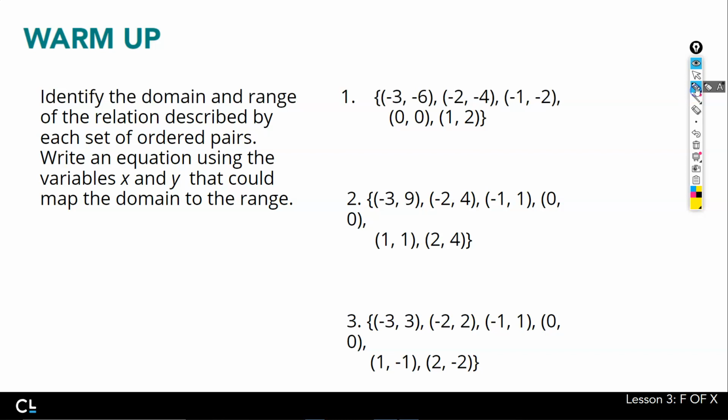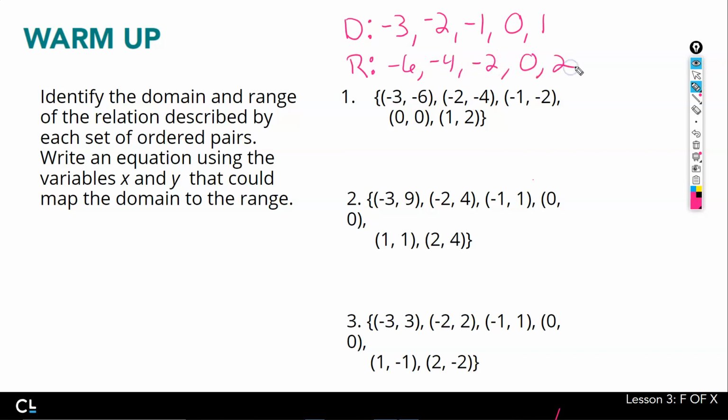Number 1, your domain. Let's take a breath. Your domain, remember, are your x values. So I have -3, -2, -1, 0, and 1 as my x values. My range, remember, are your y values, -6, -4, -2, 0, and 2.